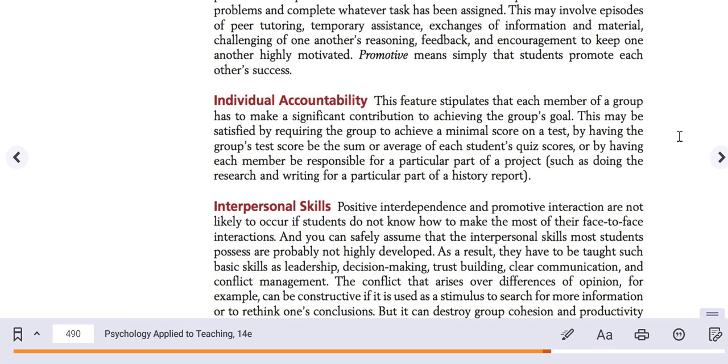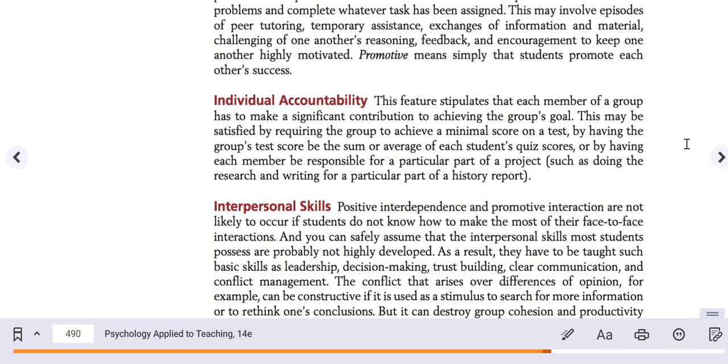Individual accountability. This feature stipulates that each member of a group has to make a significant contribution to achieving the group's goal. This may be satisfied by requiring the group to achieve a minimal score on a test, by having the group's test score be the sum or average of each student's quiz scores, or by having each member be responsible for a particular part of a project, such as doing the research and writing for a particular part of a history report.